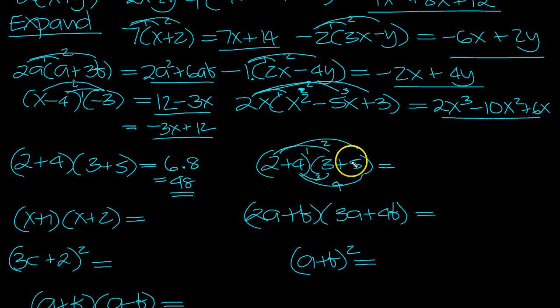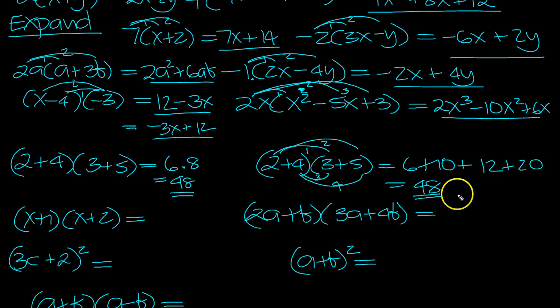2 3s, 6, and then 2 5s, line 2 is 10. And then 4 3s are 12, and 4 5s, line 4 is 20. So what do we get? 16, 18, 28, 38, 48, 48. That's it, which is what we wanted.